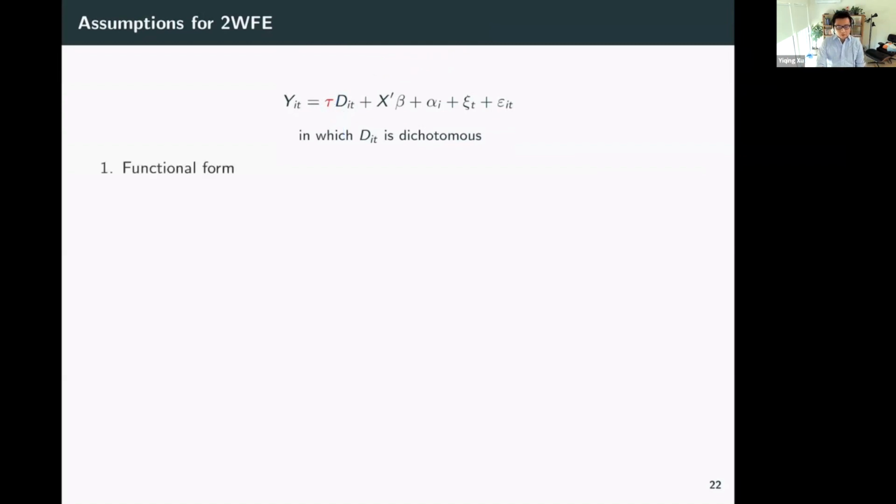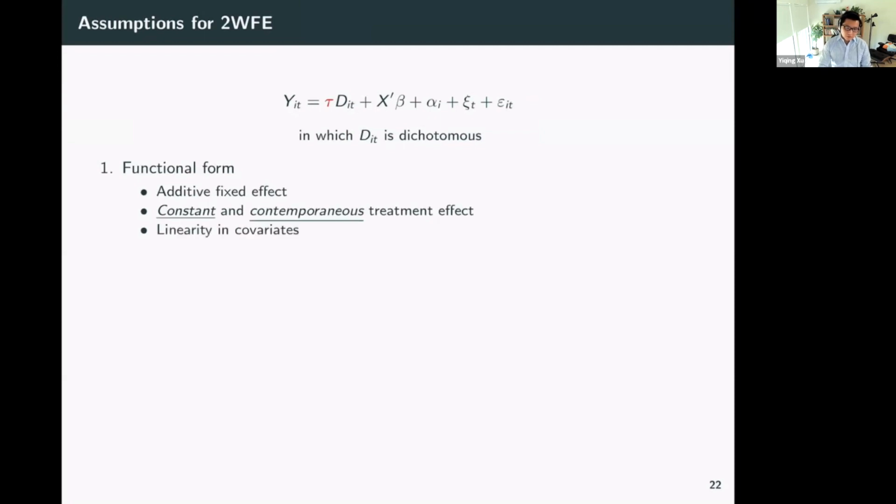Okay, so the functional form, what are the assumptions? Embedded in the functional form, obviously, you have fixed effects just like in DID, and then you have constant and contemporaneous treatment effects. The treatment effect is not only constant but also contemporaneous. This model does not allow today's treatment to affect future outcomes, and you have linearity in covariates, this part. But I don't think that is that important, because this is a nuisance parameter. You can always use a machine learning algorithm to make it more flexible, like double selection and whatnot.